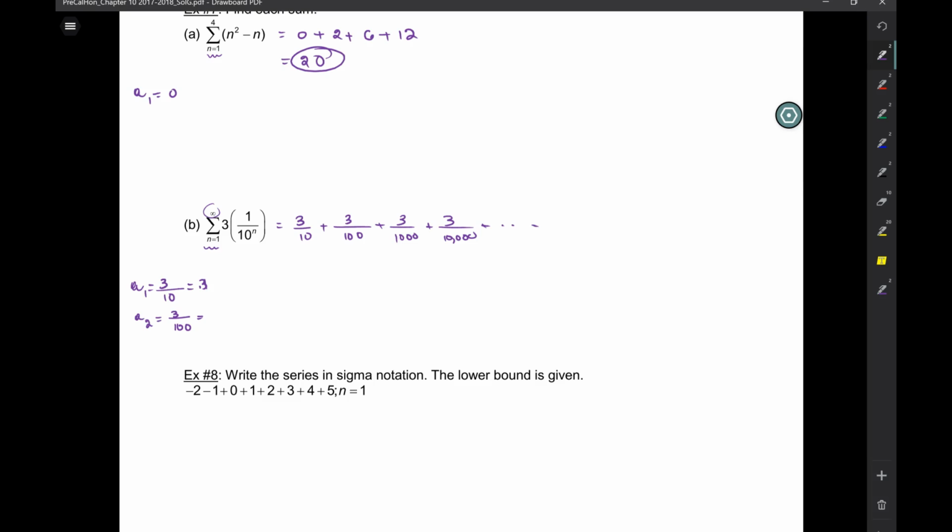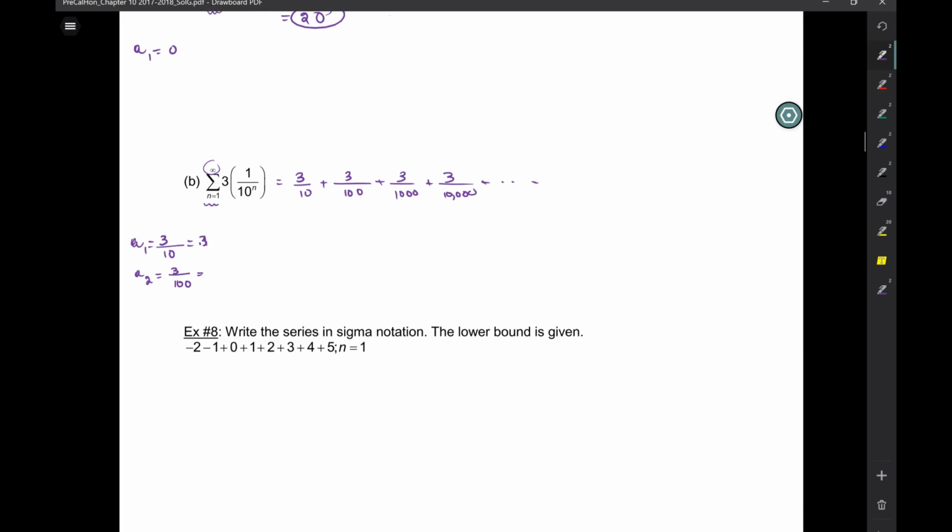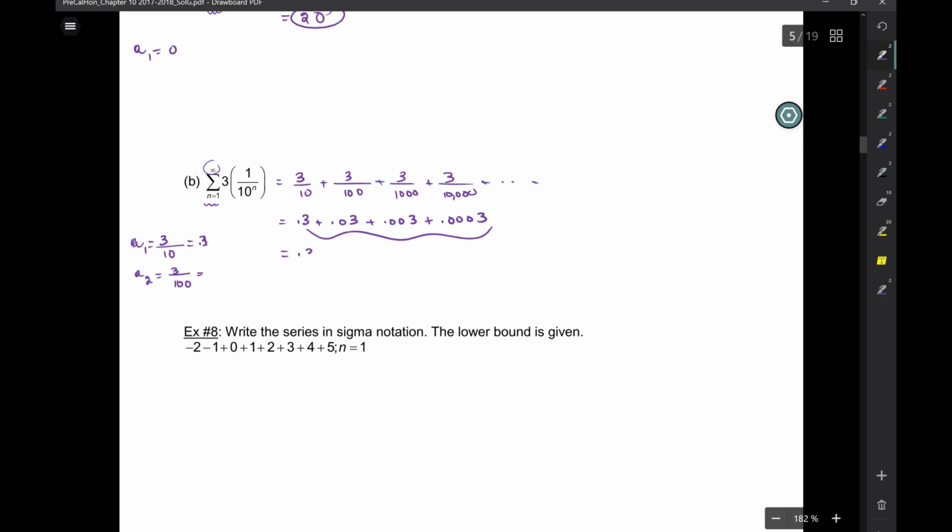So how am I going to add up these infinite number of numbers? Let's see what it looks like. This is 0.3, 0.03, 0.003, 0.0003. Adding them all up, it's 0.3333, and we know it's going to continue. But what exact value gives you that? We're past middle school. What rational number? 1 over 3. This is 1 over 3.